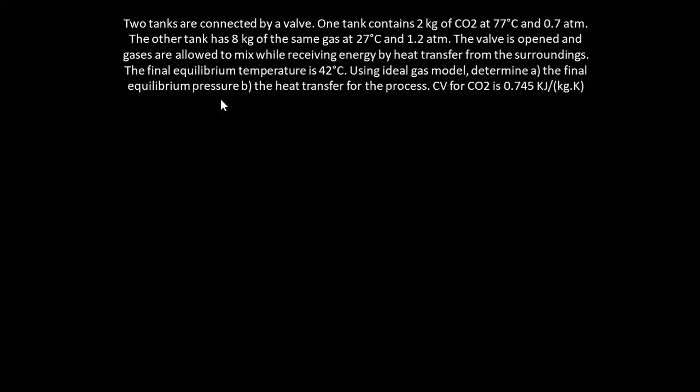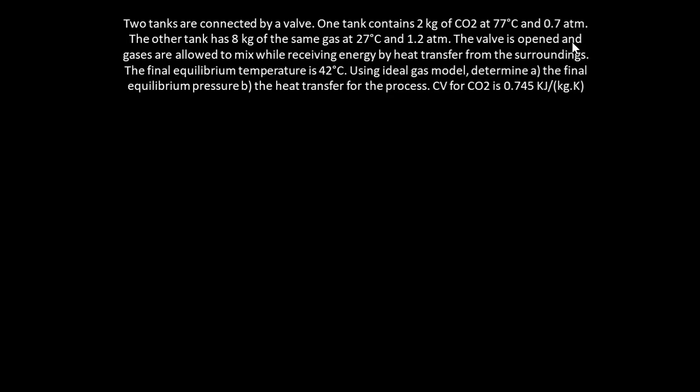This video is all about the second problem for closed systems. Two tanks are connected by a valve. The first tank contains a mass of 2 kilograms of carbon dioxide at 77 degrees Celsius and 0.7 atmosphere. The second tank has 8 kilograms of the same gas, carbon dioxide, at 27 degrees Celsius and a pressure of 1.2 atmospheres.